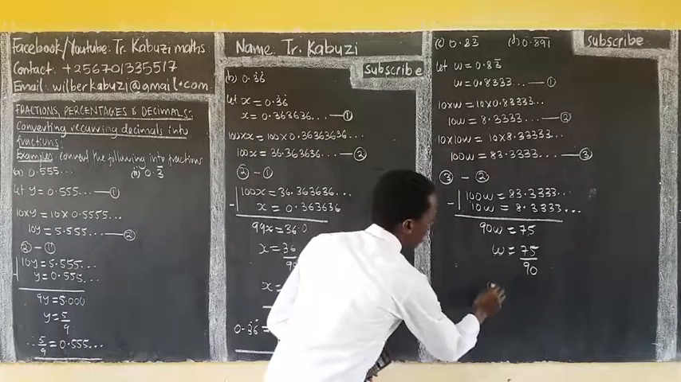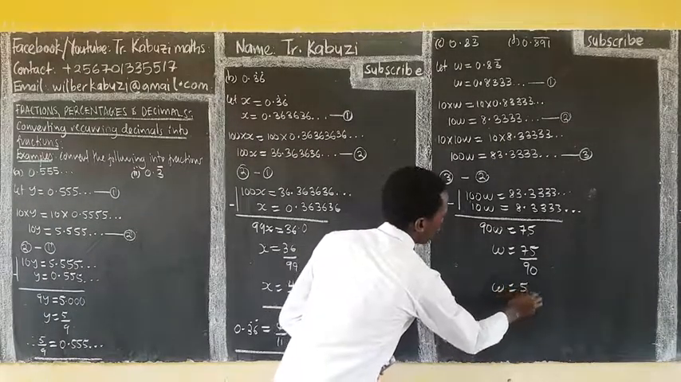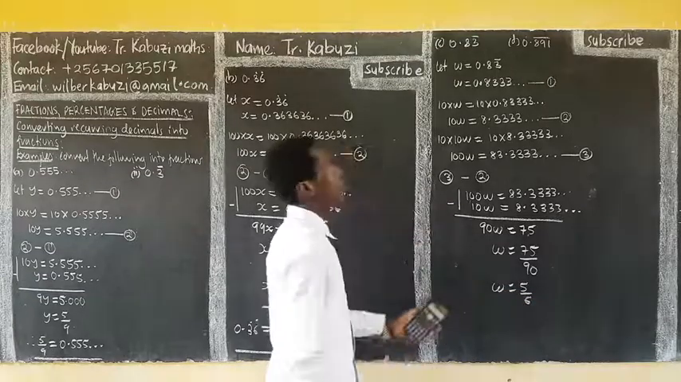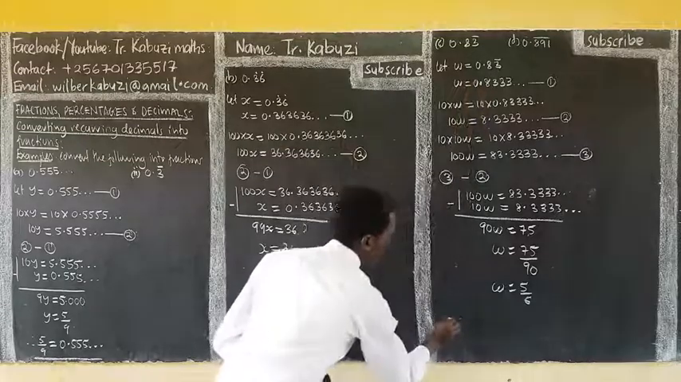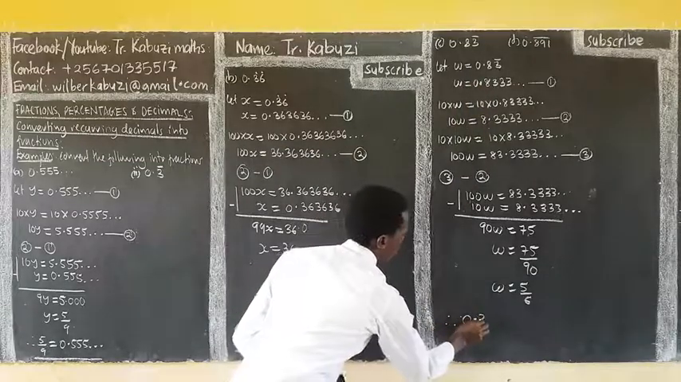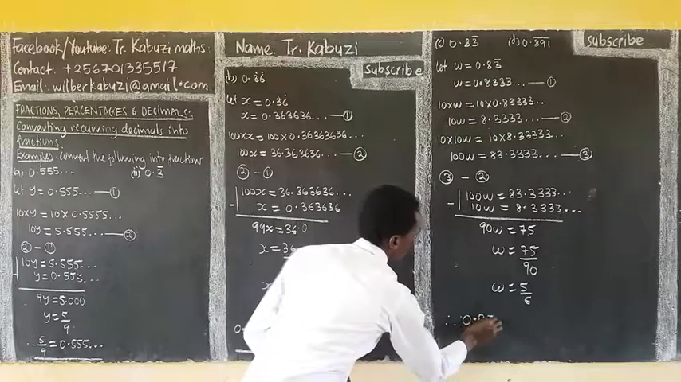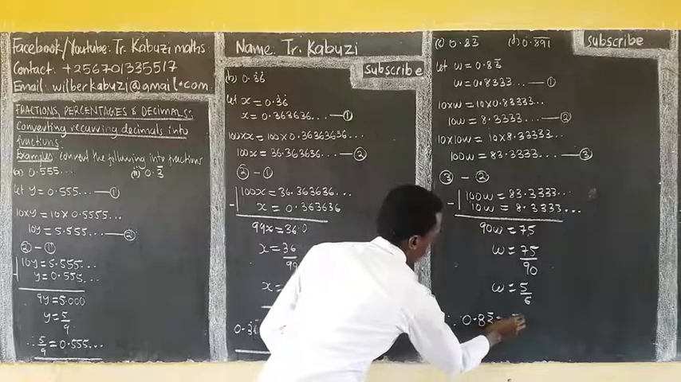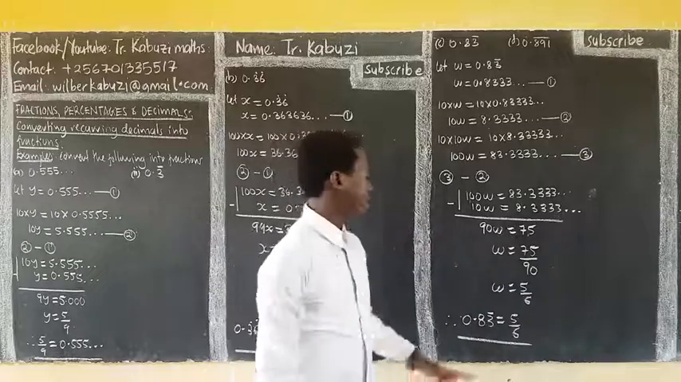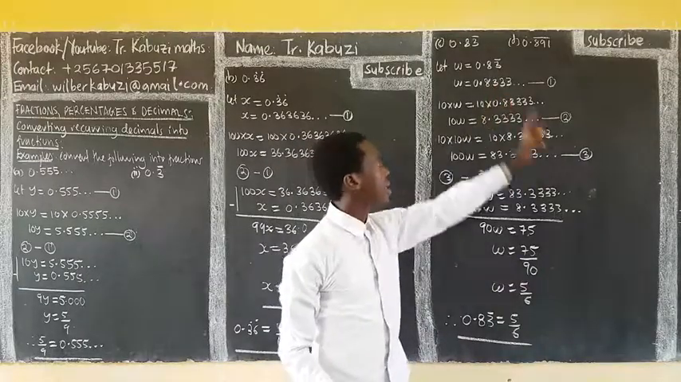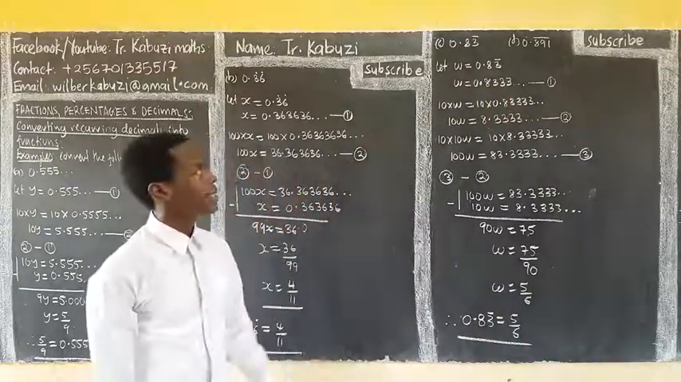So W here is 5 over 6. But that was W, and W was this, so therefore 0.38333 recurring equals 5 over 6. So when you press this, you should get that in there. So that's how we handle that.